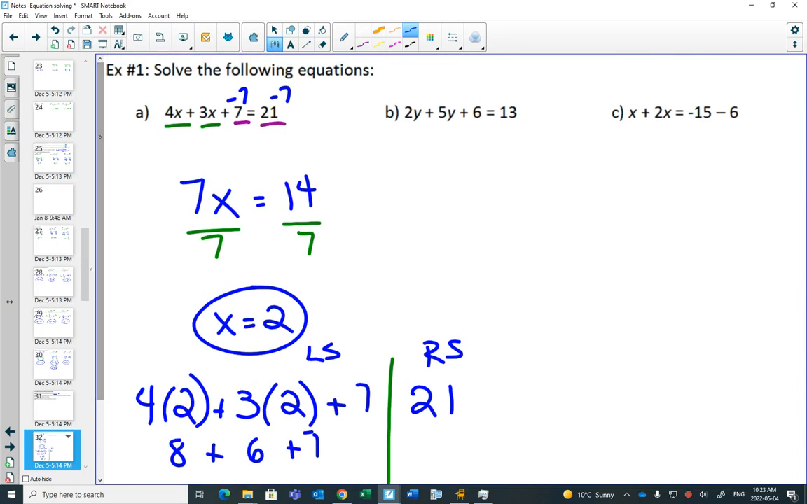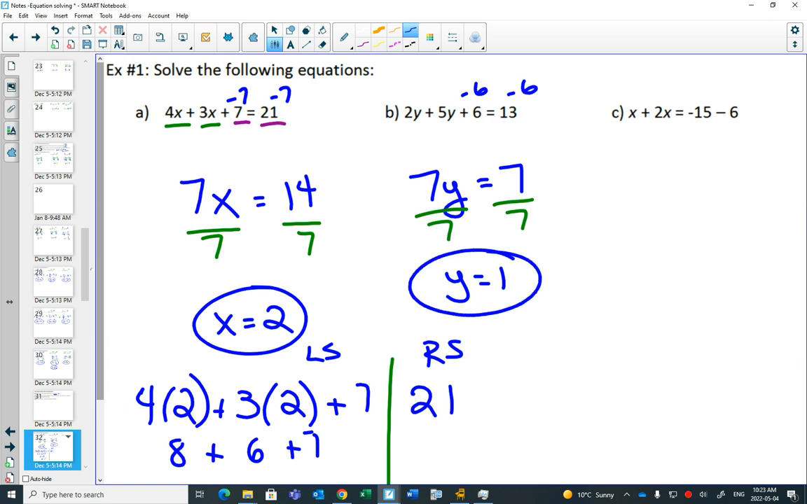Okay, do we have like terms here? Absolutely. The 6, I'm going to minus 6 and minus 6 because they're on the opposite sides. But then 2y plus 5y, that will give me 7y. 13 minus 6 is 7. I can now divide both sides by 7. And I get y equals 1.